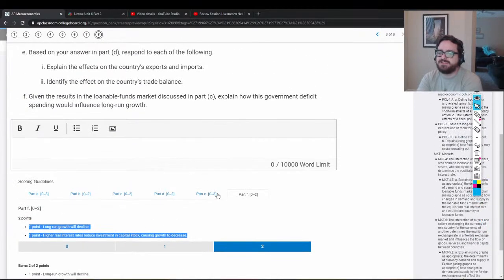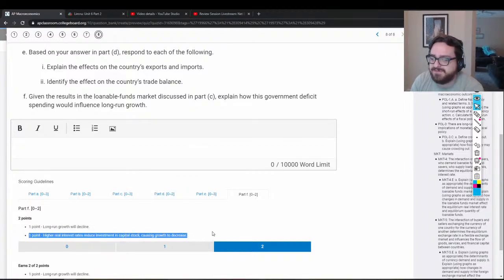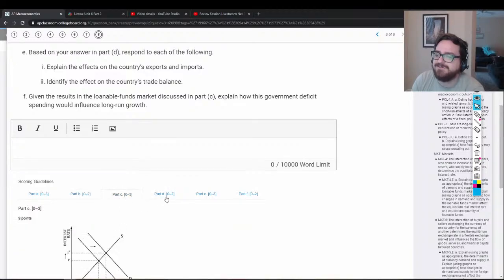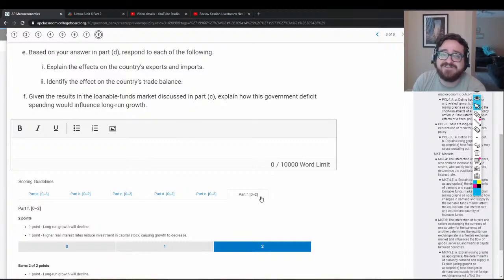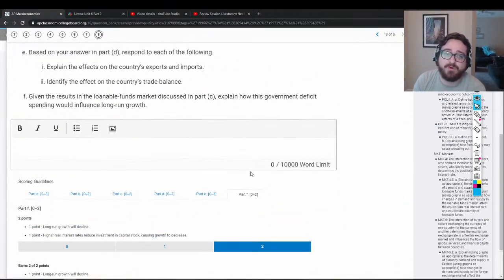The nice thing is you would have got 1 point just for saying that long run growth will decline, which is why I would start with that in my answers in case I ran out of time. I would have at least had that point, and then if I ran out of time, I would have missed this point. But from looking at this question, look at all the points: 3, 5, 8, 10, 13, 15. I've got a 15-point problem here.